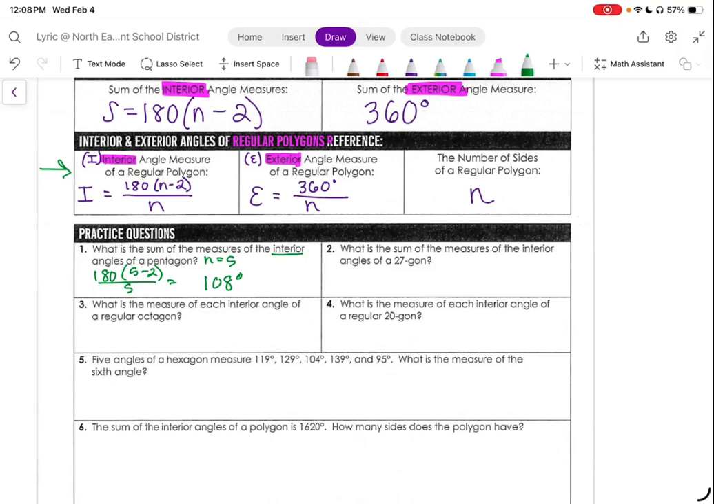Same thing for numbers 2, 3, and 4. When you use that formula, you get 166.67 degrees, 135 degrees, and 162 degrees.